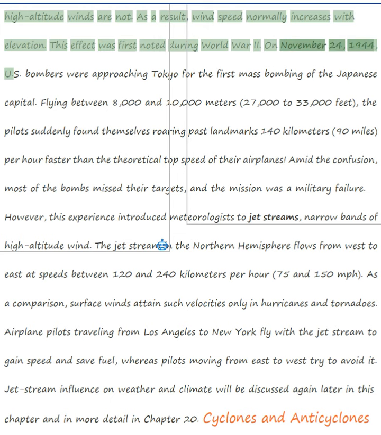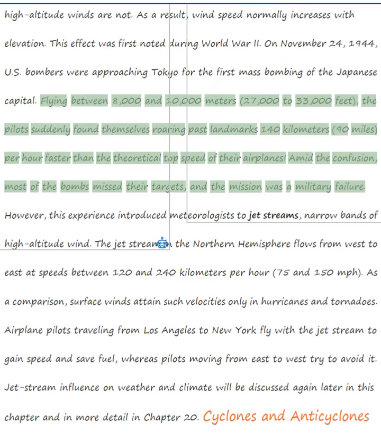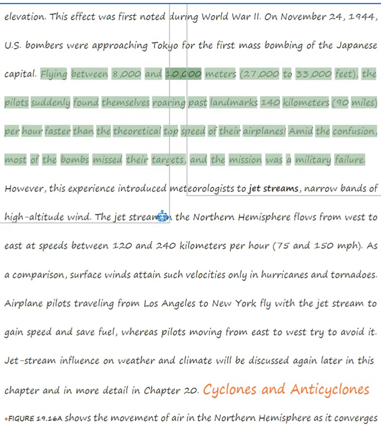On November 24, 1944, U.S. bombers were approaching Tokyo for the first mass bombing of the Japanese capital. Flying between 8,000 and 10,000 meters, the pilots suddenly found themselves roaring past landmarks 140 kilometers per hour faster than the theoretical top speed of their airplanes.